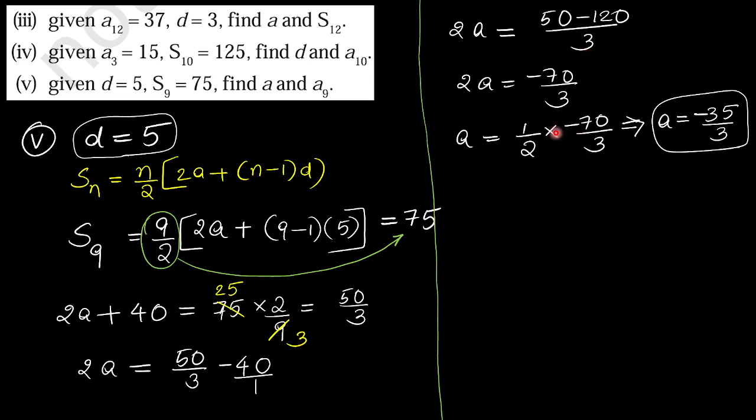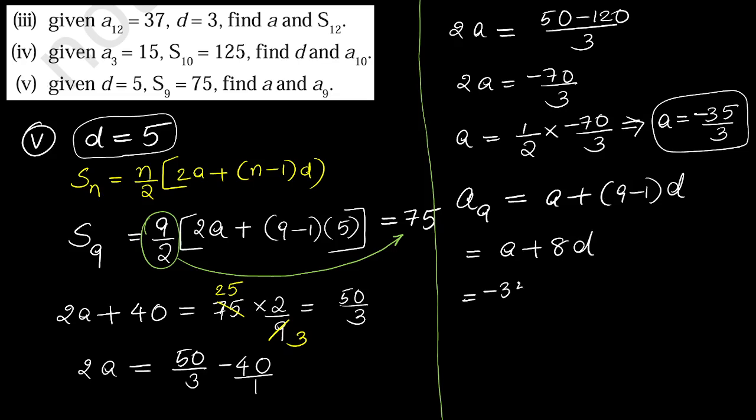Okay. Others, have you got the value? A9 is our question. All of you please listen. I need A9. A9 is equal to A plus 9 minus 1 into D. Anybody got the answer? A plus 8D. I will give you one question after this.